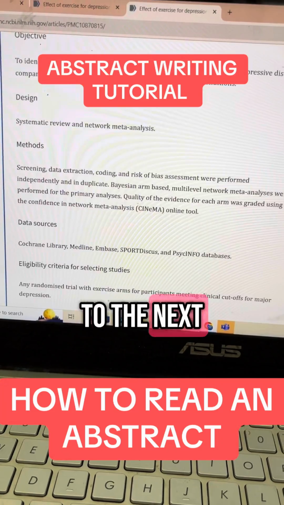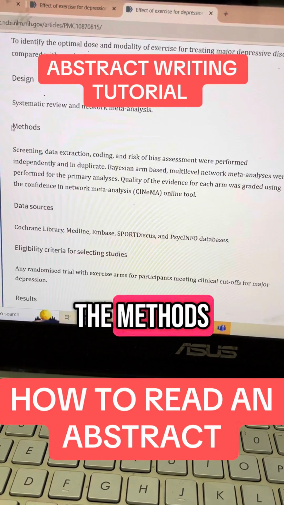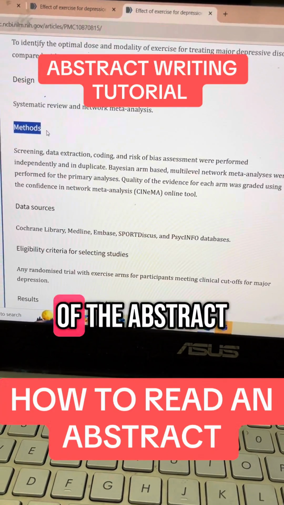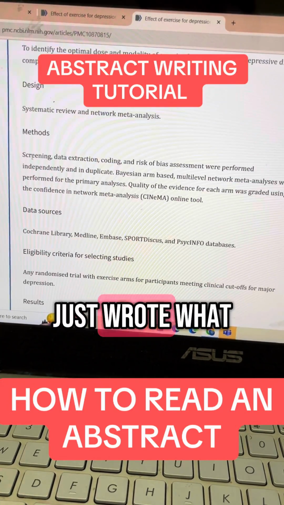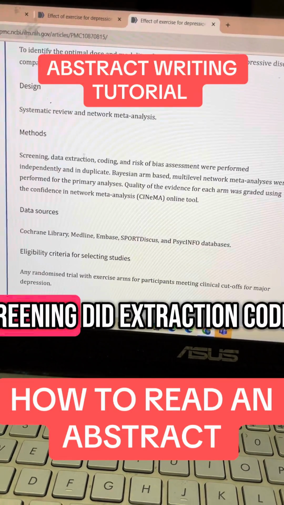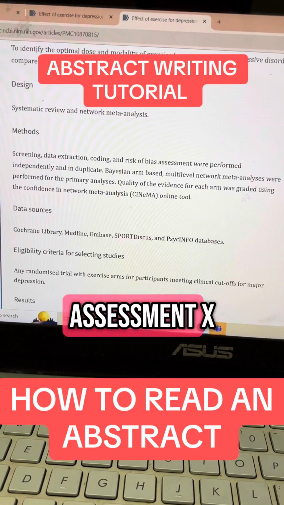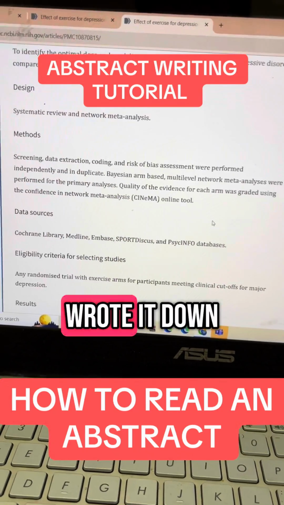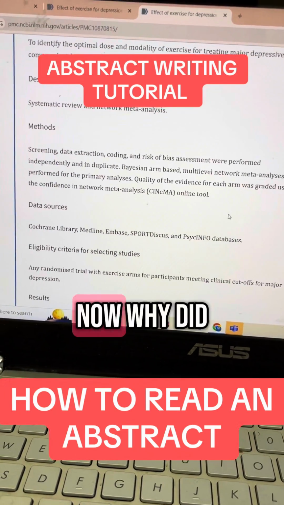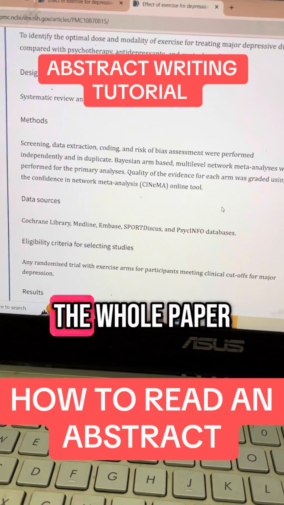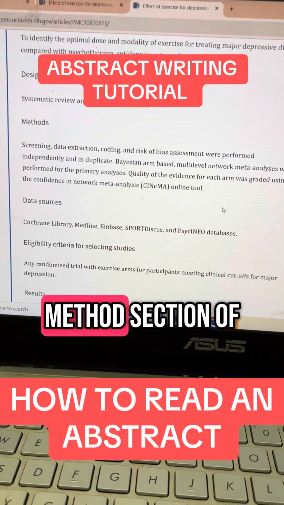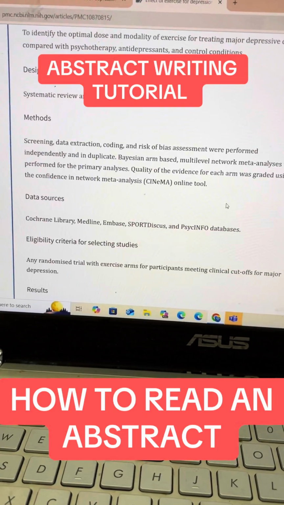Now let's move to the next section, which is the methods. Now this is a third heading of the abstract. So what did they do? They just wrote what they did. They did the screening, data extraction, coding, risk of bias assessment, XYZ, and then they wrote it down, just 4 lines. Now, why did they not write excessive details? Because that's what the whole paper is all about. They will write that in the method section of the whole paper.